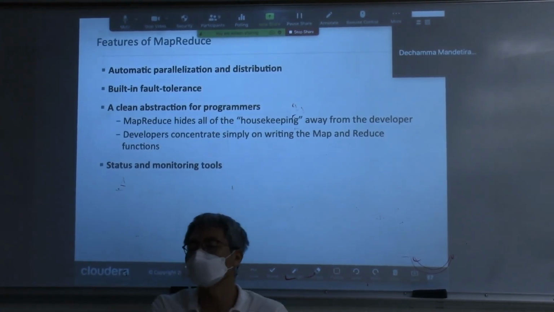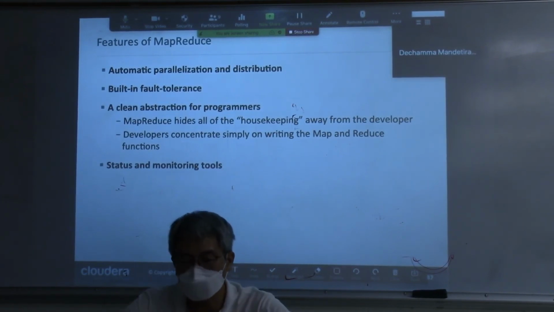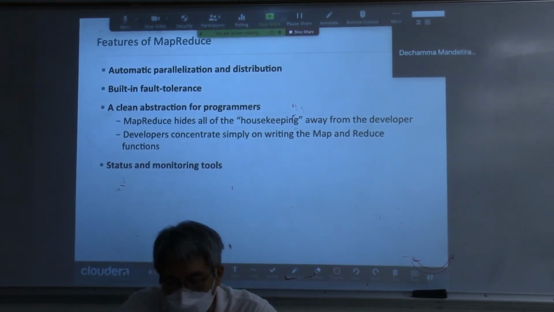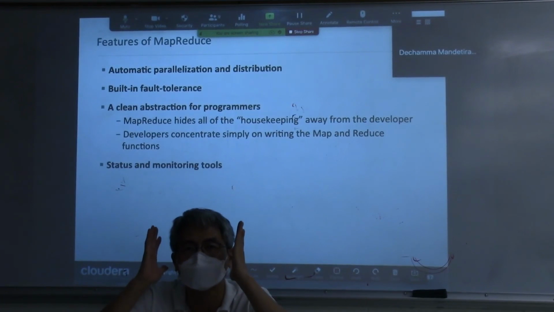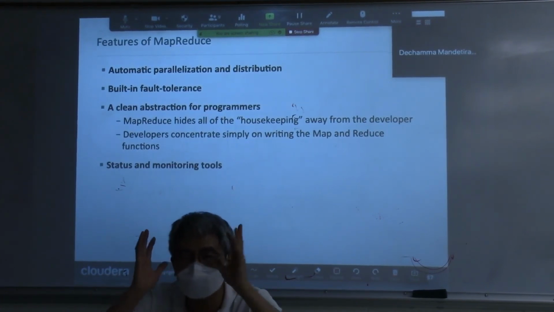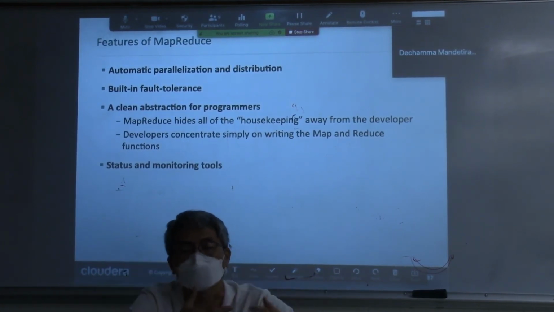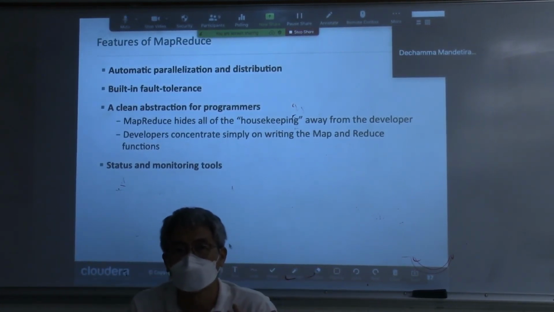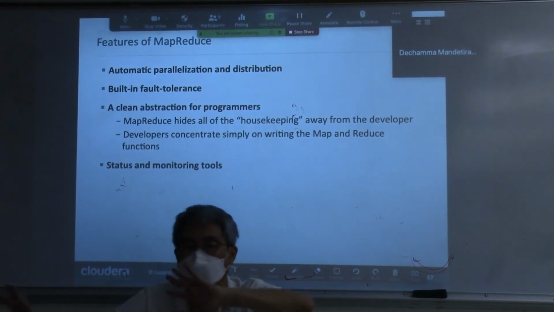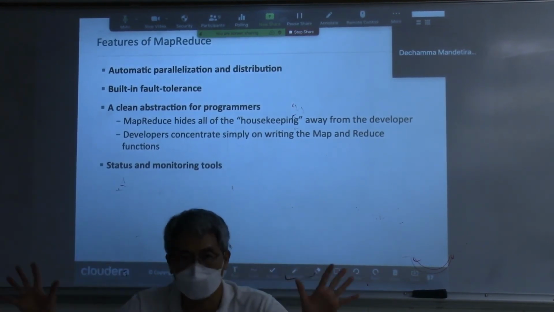I don't have to know where the data is, how many data nodes, and how many copies. I don't care. What I want is to focus on my algorithm, my task. For example, word count: I'd like to count each word, then sum up by the word. That's mine. I don't care how many nodes. So the faster the better.